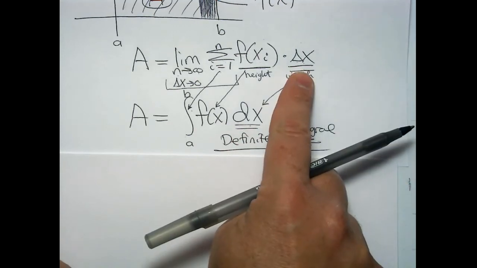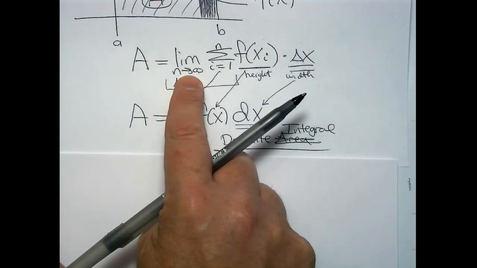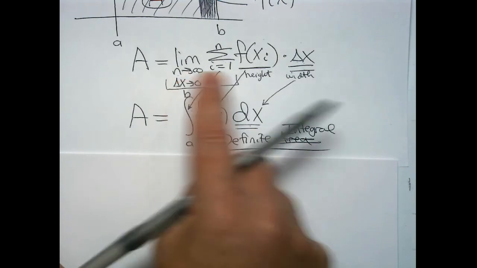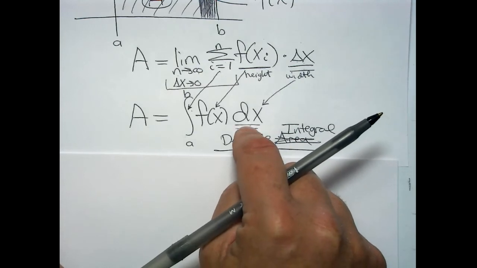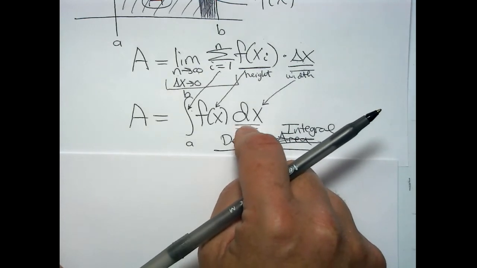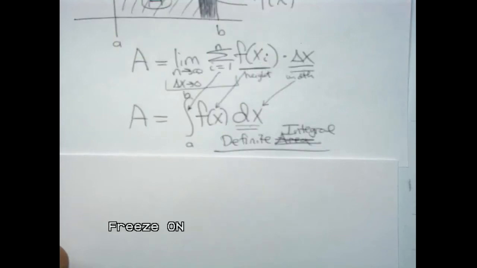So delta x is going to 0, but you know what? It never quite makes it there. n is going to infinity, but you know what? It never quite makes it there. So what does delta x become? Delta x becomes dx, and it's not 0. It's as close to 0 as you possibly can imagine, and that's what it represents in our definite integral.